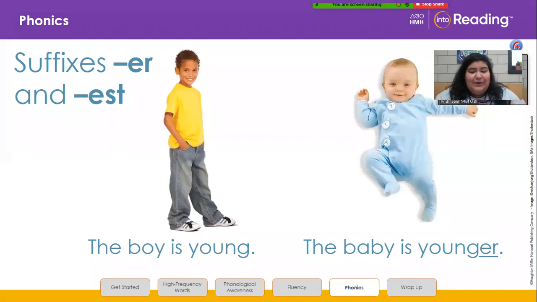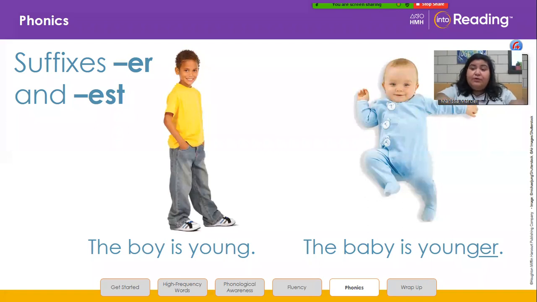All right, so let's talk about words with endings. These are called inflectional endings, but we'll just call them endings, okay? These are called suffixes, right? So let's look at the picture of the boy and the baby. How are they alike and how are they different? Tell me, please. I think I might have heard one is bigger than the other, one's a baby, one is not, right? You're exactly right. We can compare the boy and the baby with sentences like the one that you see under the picture, okay?